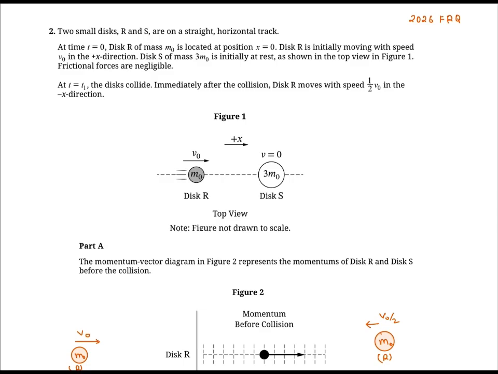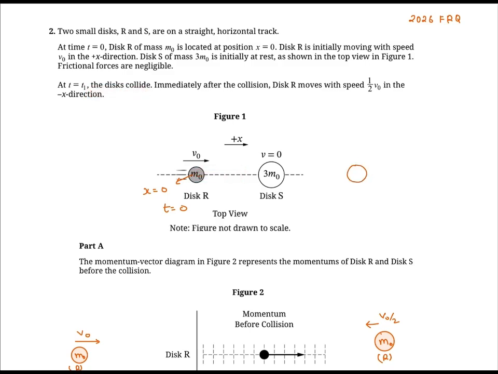At t equals 0, disk R of mass m0 is located at position x equals x0. So I am assuming that at t equals 0, its x coordinate is 0. Disk R is initially moving with speed v0 in the plus x direction, and disk S of mass 3m0 is initially at rest. At t equals t1, the disks collide. So obviously there will be a collision between them.